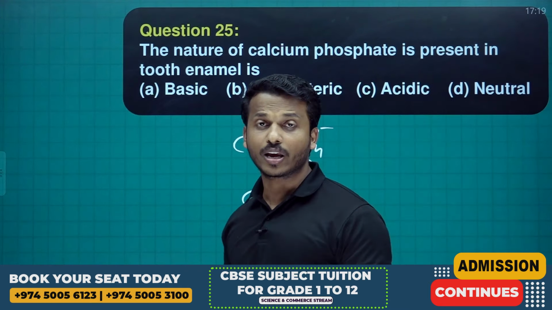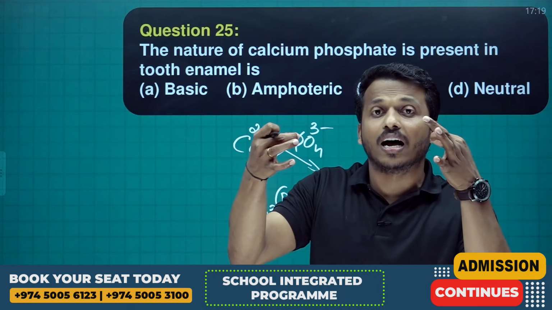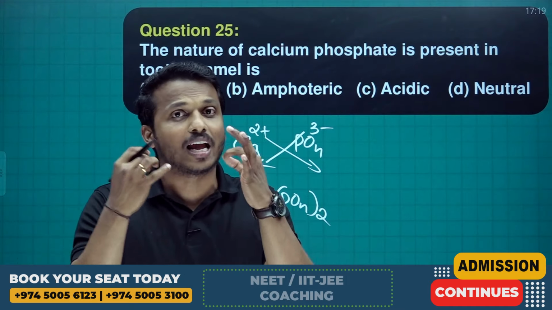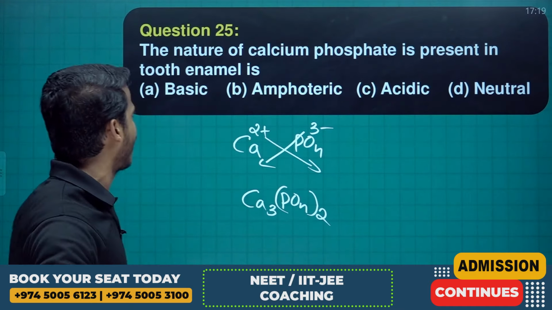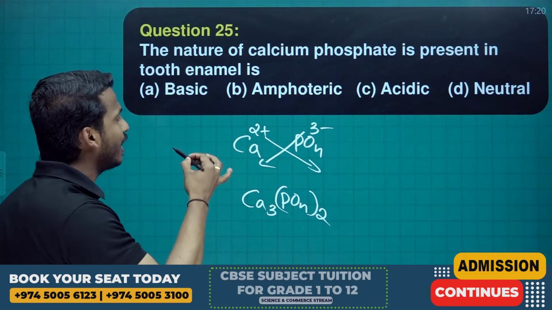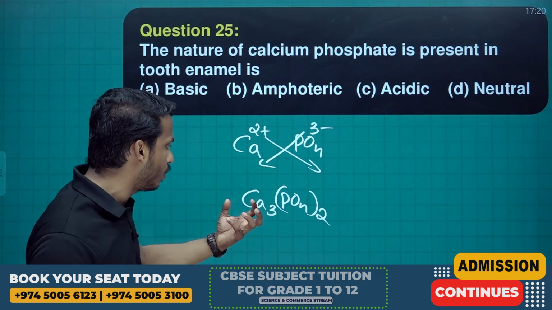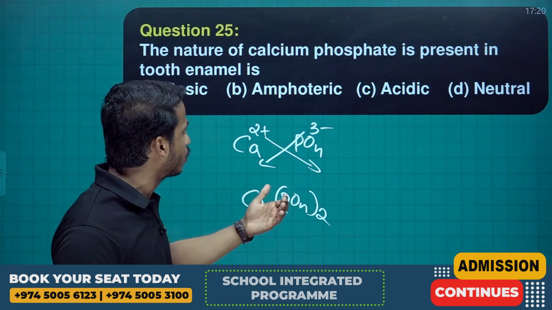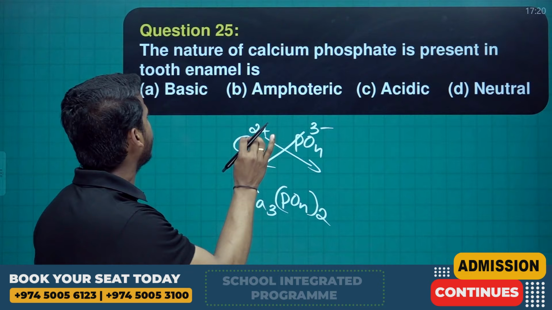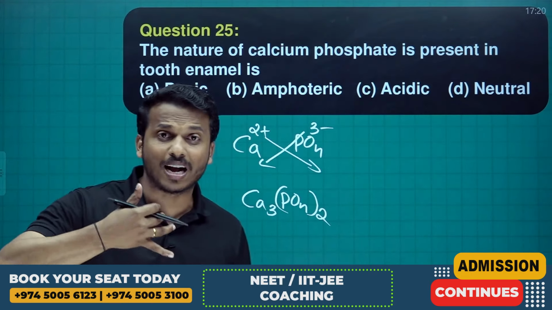Calcium phosphate. You know, in between the teeth, when food items get trapped, bacteria are generated, and they will produce acid that will damage our teeth, right? So the nature of calcium phosphate present in tooth enamel is asked here. I will give you some other examples also, just wait for that. They form acidic conditions.